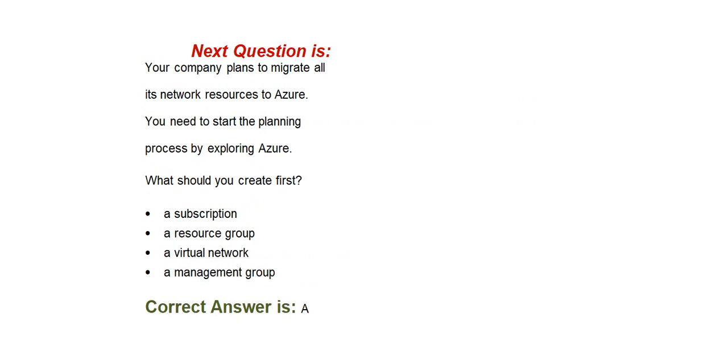Next question is, your company plans to migrate all its network resources to Azure. You need to start the planning process by exploring Azure. What should you create first? Option A, a subscription. Option B, a resource group. Option C, a virtual network. Option D, a management group. Correct answer is option A, a subscription.